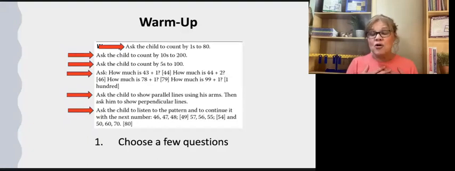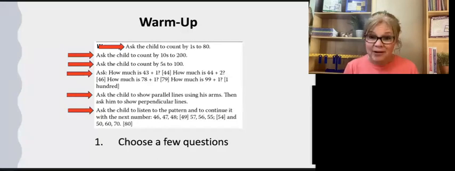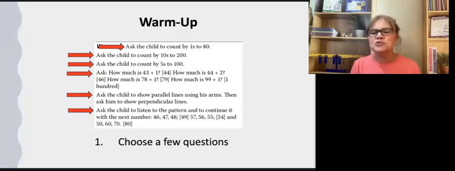Now, maybe I know that my child counts by ones really well, but I've noticed in the last few days or weeks that they are starting to show some struggles with their fives. So I might have them count by fives, but take a look at this one. It says, have the child count by fives to 100. Well, that might be overkill for my goal. So I might have my child count by fives to only 50. Or I may have him start at 50 and count to 100 by fives. See how I'm modifying that?